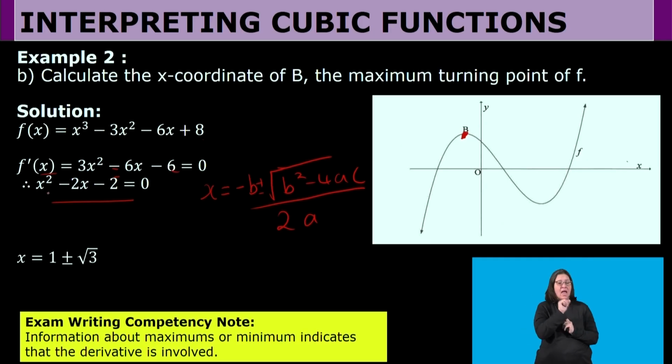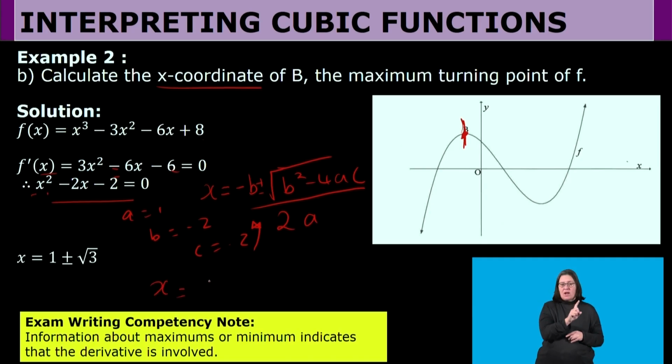We substitute our values for a as 1, b is equal to minus 2, and c is equal to minus 2 into this equation, and we will then get that x is equal to either 1 plus the square root of 3 or 1 minus the square root of 3. We look at the position of B and we see that it's on the negative side of the y-axis. So all they're looking for is the x-coordinate, and that value must be 1 minus the square root of 3. If you go on to write this in decimal form, it's not a problem, but it's not completely necessary.